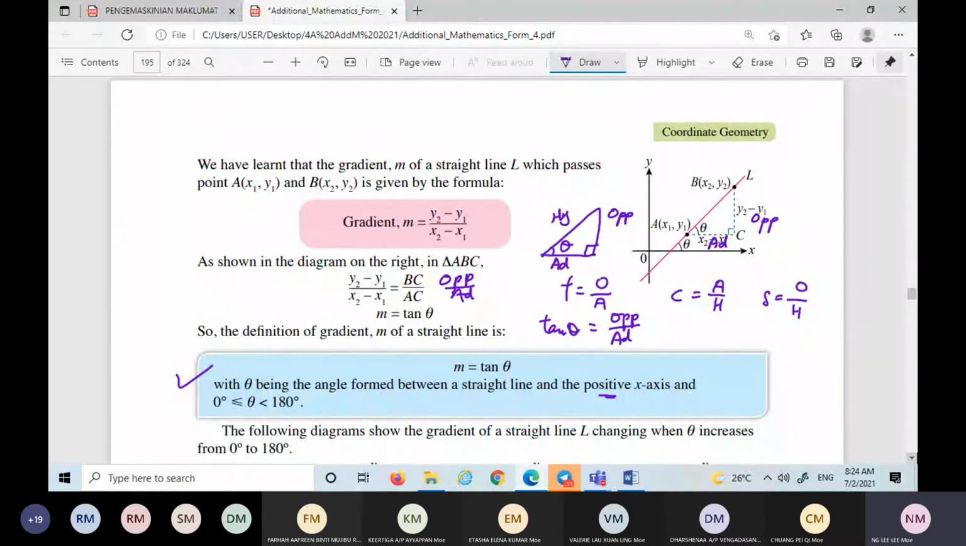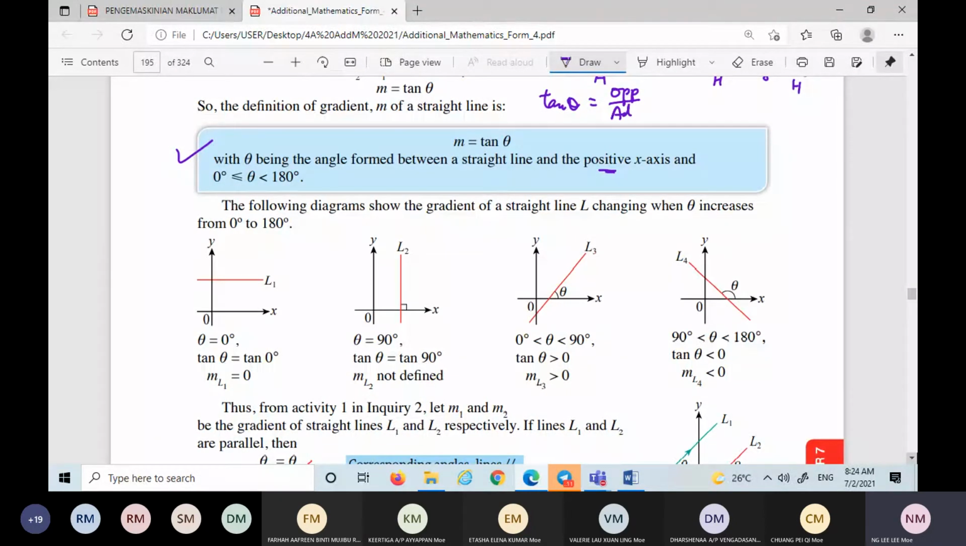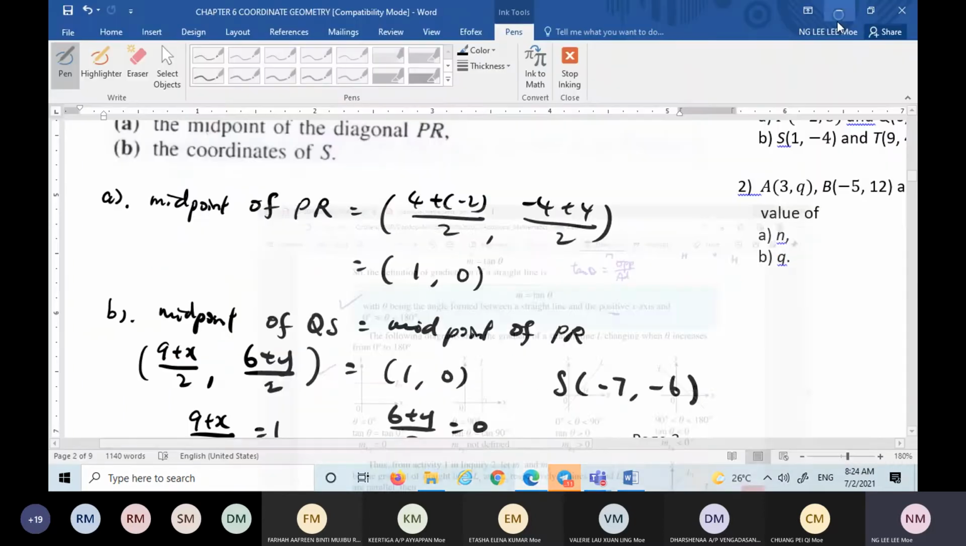After you copy this as your notes, I want you to copy this one as well. This is 4 diagrams: 1, 2, 3, 4. First of all, we have a horizontal line. If the straight line is not a slanting line, what will happen to the gradient? And what will happen to the tangent? If the line is something like this, the angle is 0, theta is 0. Then you press the calculator, tangent 0. I can call on my calculator.